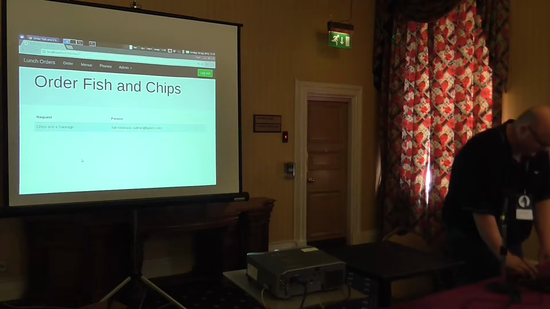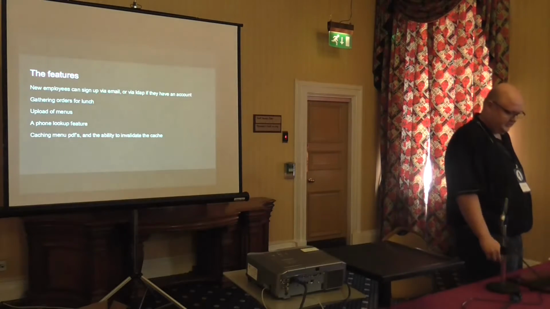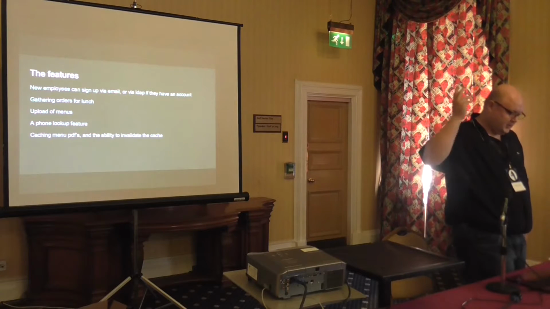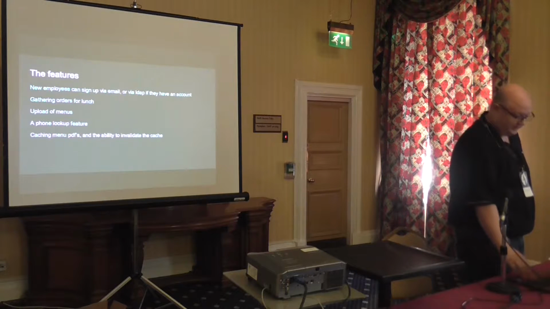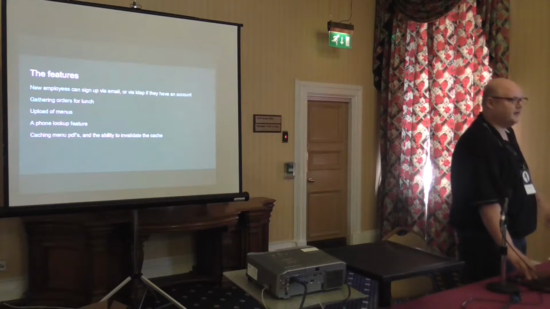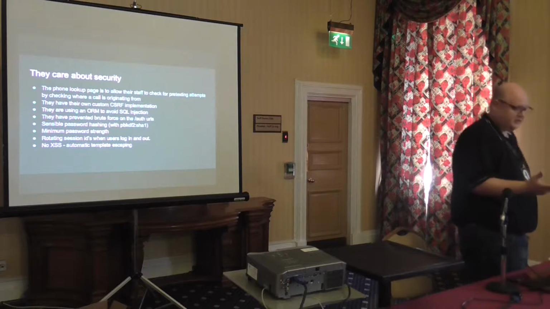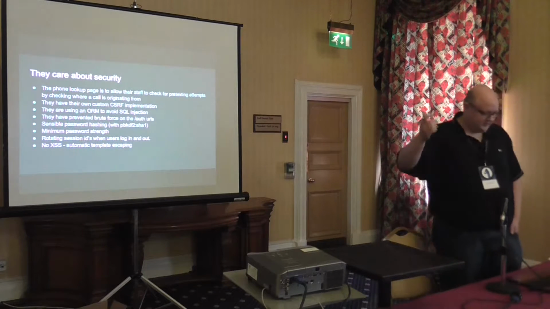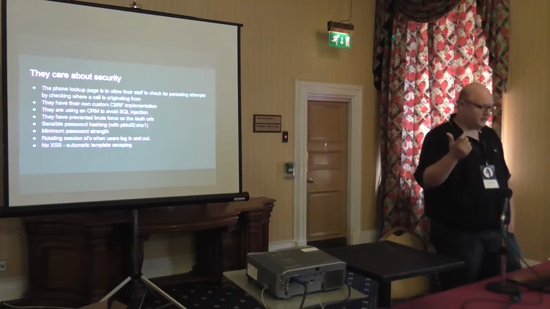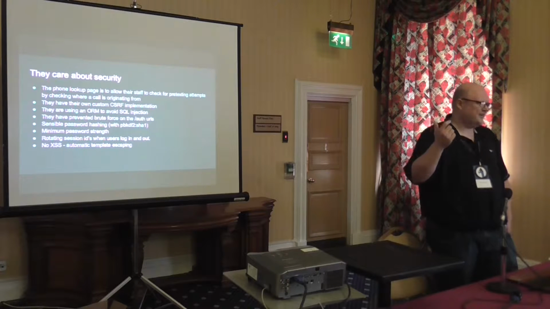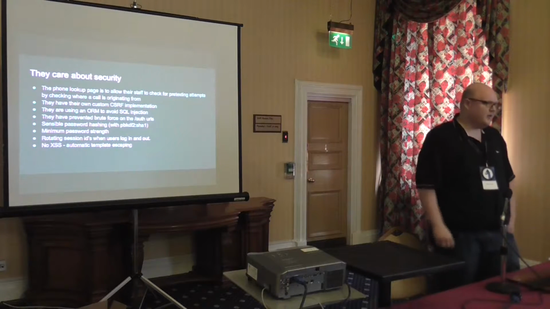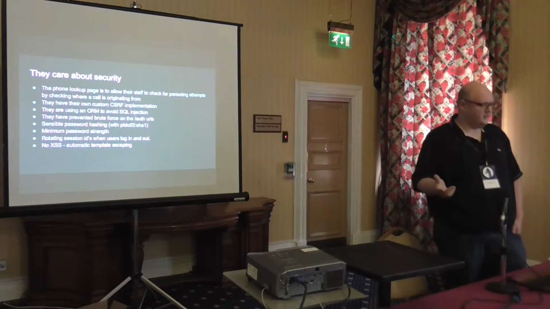So, let's discuss some of the features. I've mentioned most of these. It's all about allowing people to sort out their lunches quickly and allowing the chefs to do a little bit of admin so that they can advertise what they're actually going to be putting on the menu. The company cares about security. As I mentioned, there's that random feature that got bolted into it to do with the phone number lookup. They've got an OK CSRF implementation. It's a bit custom because apparently they didn't want to use /dev/urandom because of blocking or something.